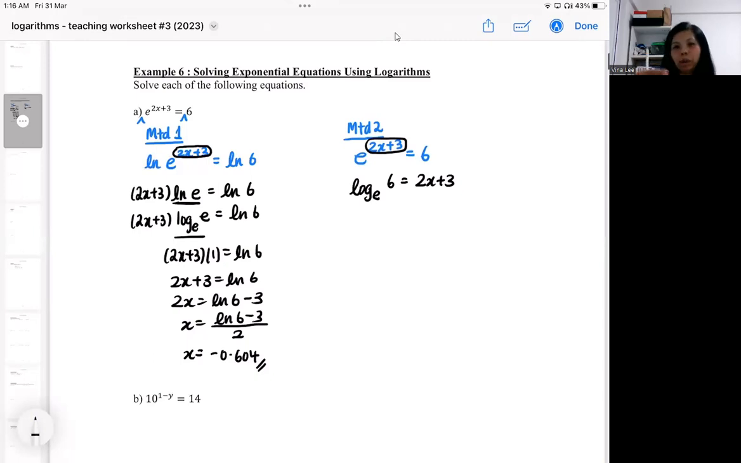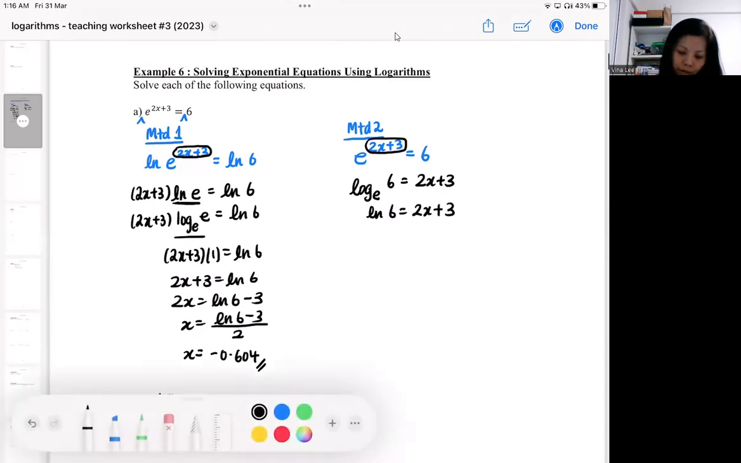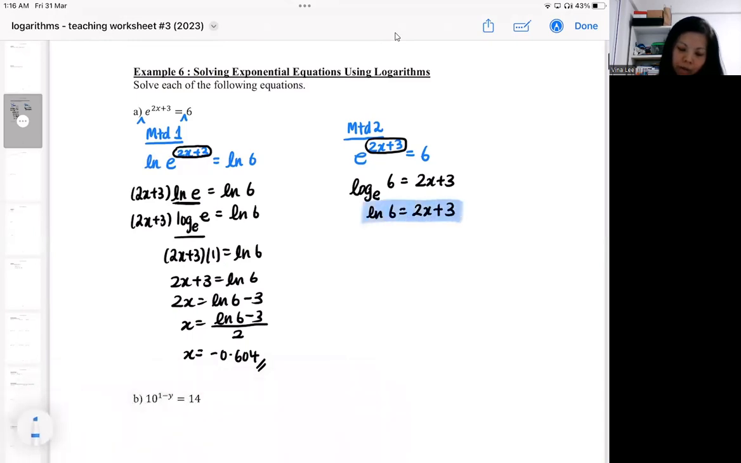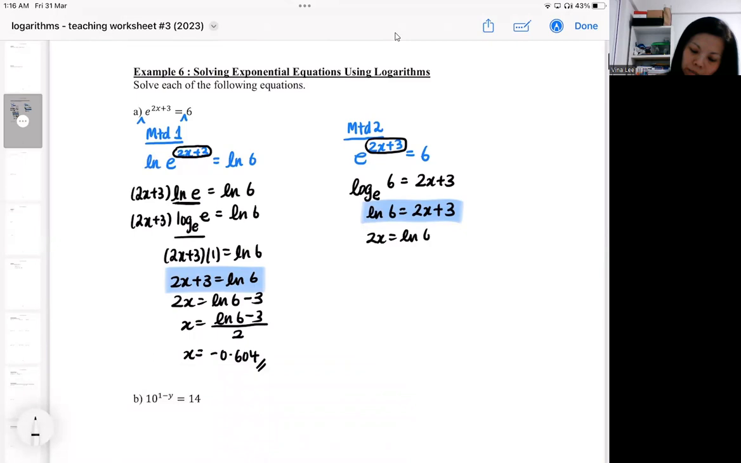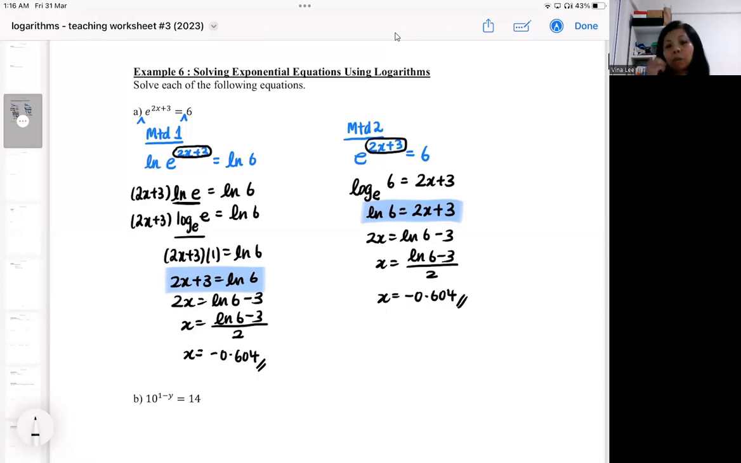In teaching worksheet number 1, you learned to switch between indices and log. So you can do this. If you do this successfully, you get log 6. Directly, this part is the same as this part already. Then from here, 2x will be ln 6 minus 3. Then it is back to the same thing. Some people prefer this method, so I let you decide whether you like to do method 1 or method 2.